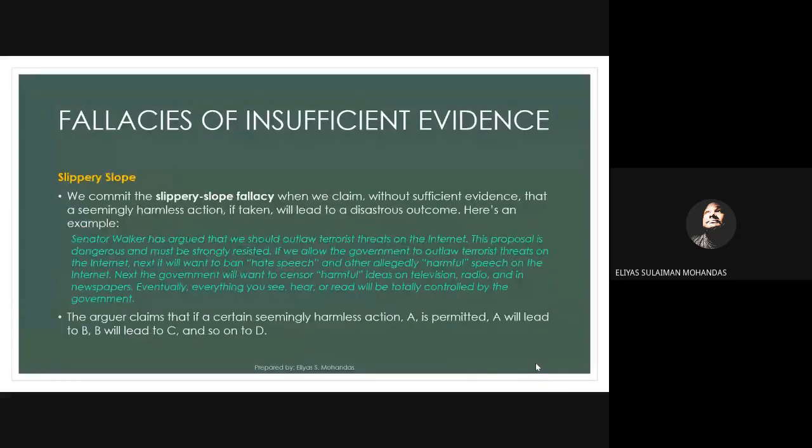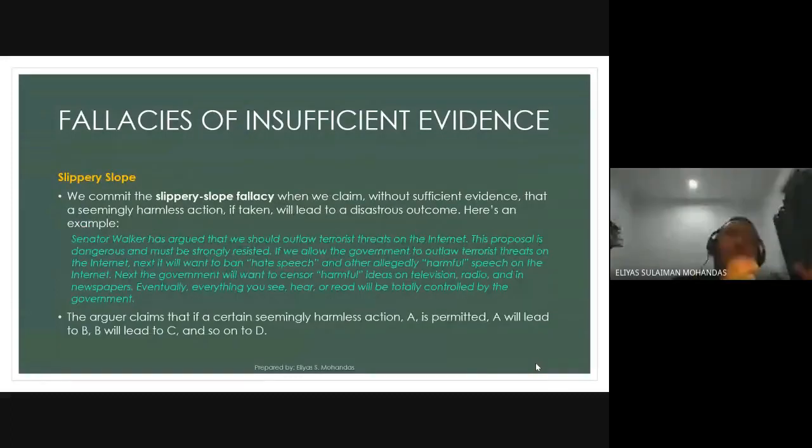Slippery slope. We commit the slippery slope fallacy when we claim without sufficient evidence that a seemingly harmless action, if taken, will lead to a disastrous outcome. Now, I would like to draw your attention to the example given here. Senator Walker has argued that we should outlaw terrorist threats on the internet. Wow, good senator. This proposal is dangerous and must be strongly resisted.